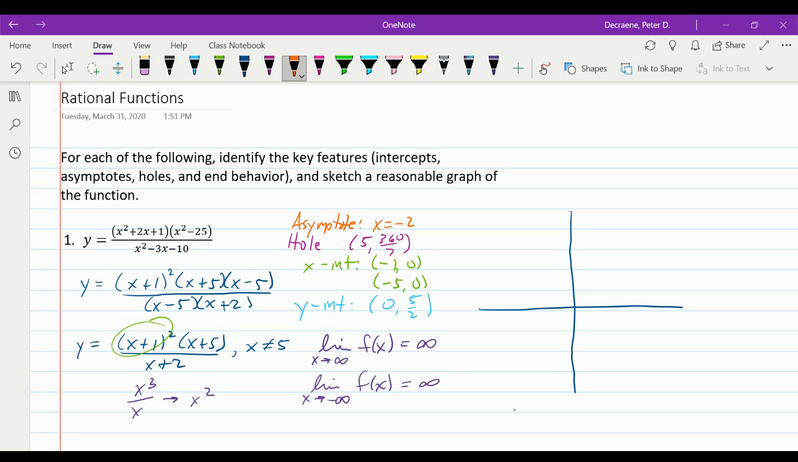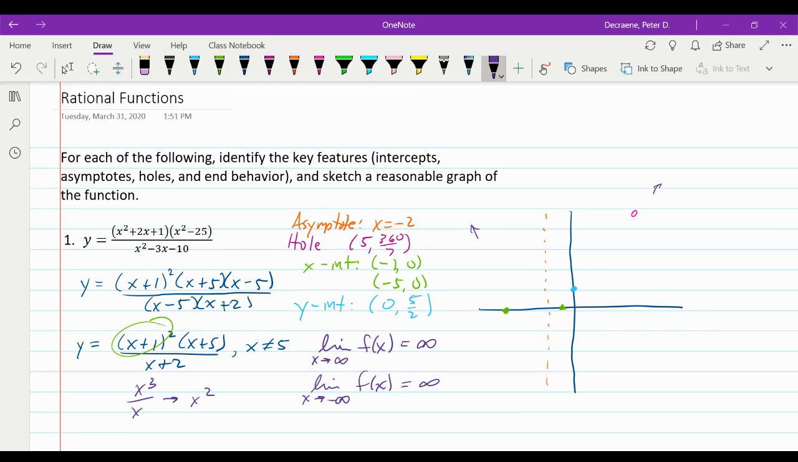So let's see, x equals -2 is an asymptote. At x equals 5, y equals 360 over 7, that's going to be way up there. That's going to be a hole. I know I've got an x-intercept at -1 and another one at -5. And I've got a y-intercept at 5 halves, or 2.5. And I know my end behavior is heading up in both directions. So I think I've got enough.